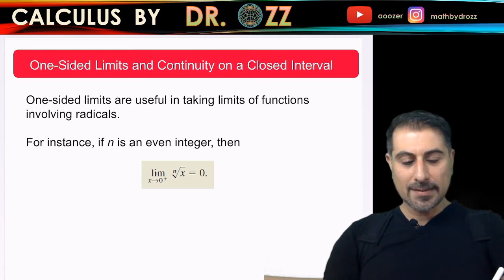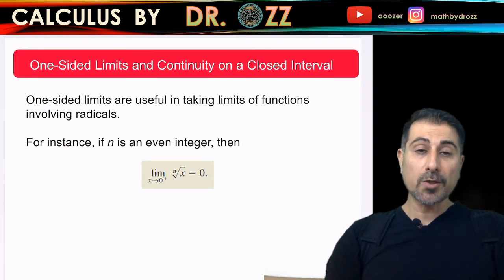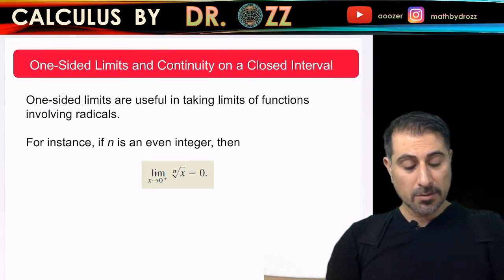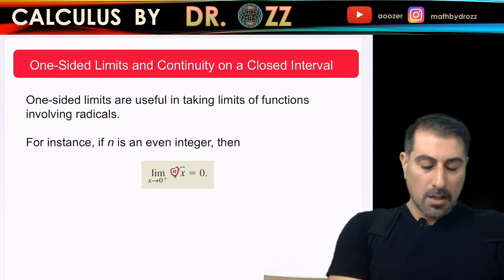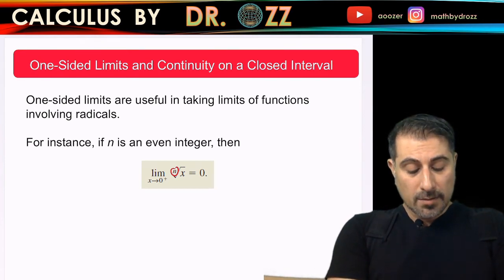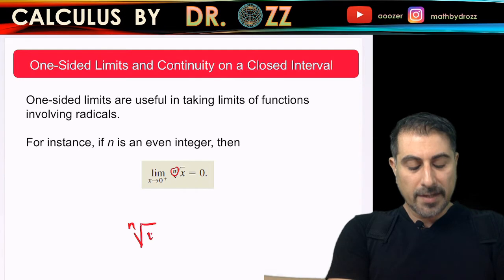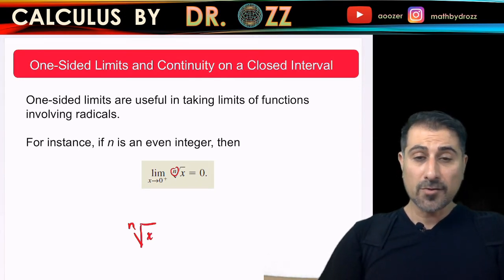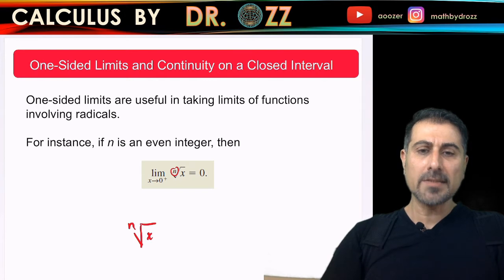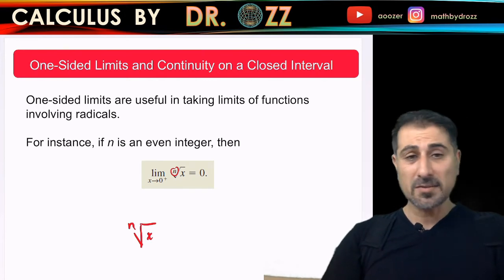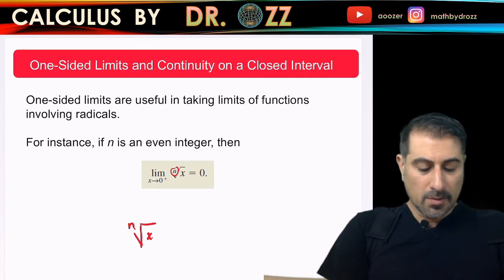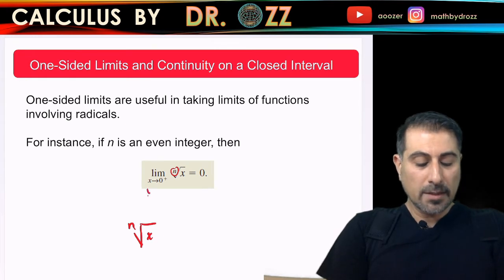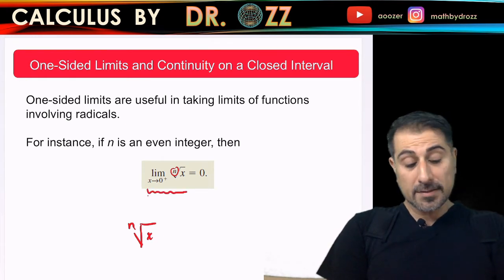And why do we need one-sided limits? There's a specific example for that. If you are working with radical functions, and especially the root is an even integer, then you need one-sided limits, because the nth root of x is not even defined for negative x values. So it's meaningless to look at the limit of this function as x approaches 0 from the left, because for those x's this function is not defined. So in this particular case, I can only look at the limit as x approaches 0 from the right, and that's in fact 0.